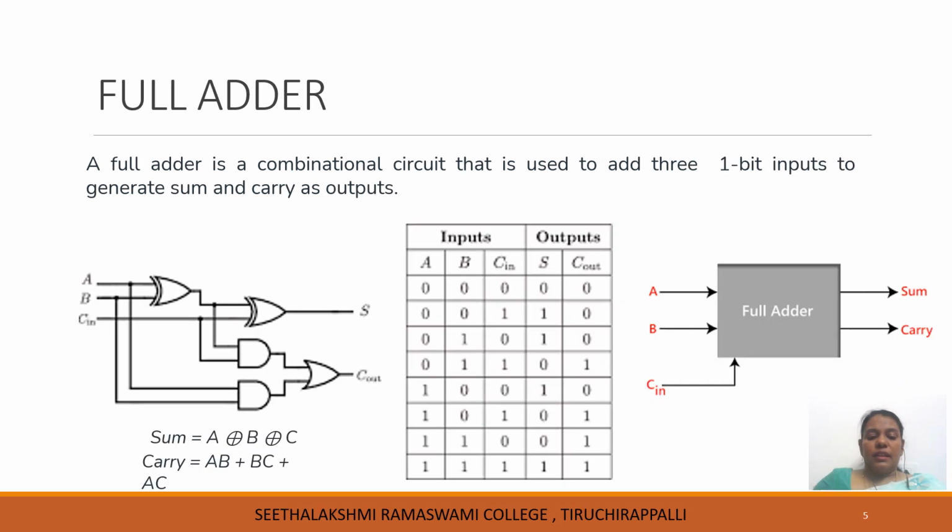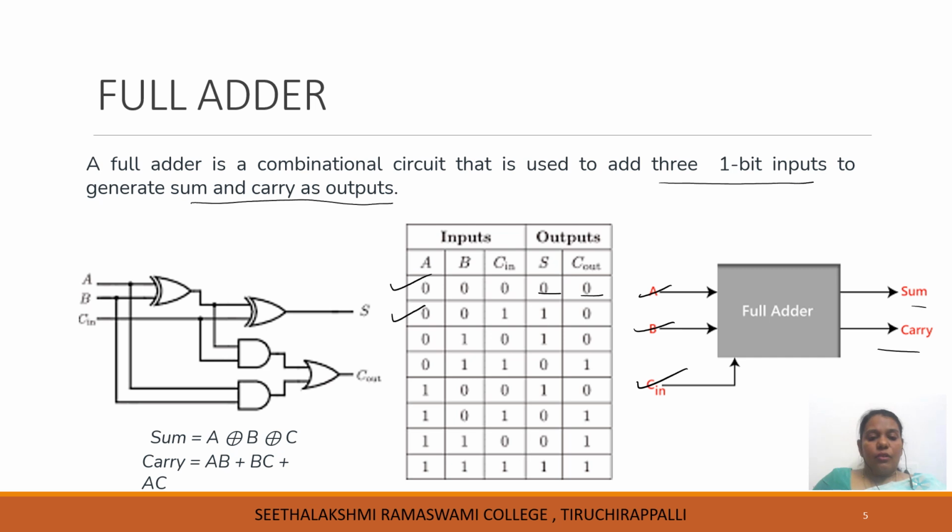Now let us see the working of a full adder. A full adder is a combinational circuit that is used to add three 1-bit inputs and generate their sum and carry as output. A, B and C are the three inputs and sum and carry are the outputs. This is the truth table of a full adder, where you could see that when all the inputs are 0, sum is 0, carry is 0.